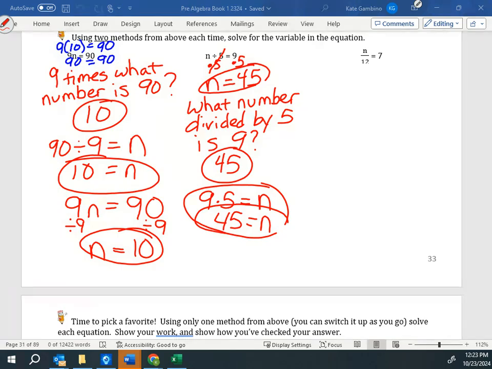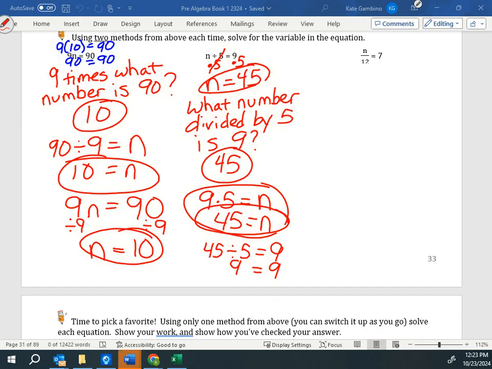Just circling my answer. Then I go back and I put it into my problem. 45 divided by 5 equals 9. 45 divided by 5 is 9. 9 equals 9. So I check my work.